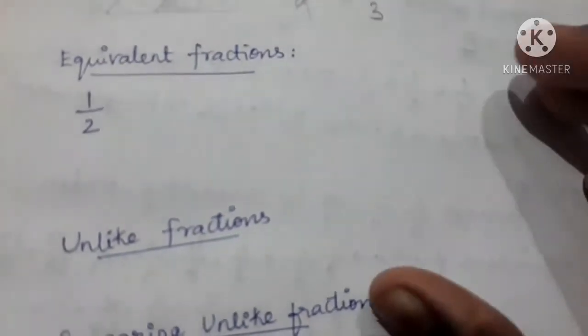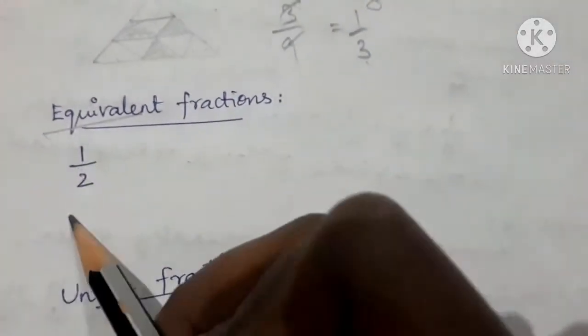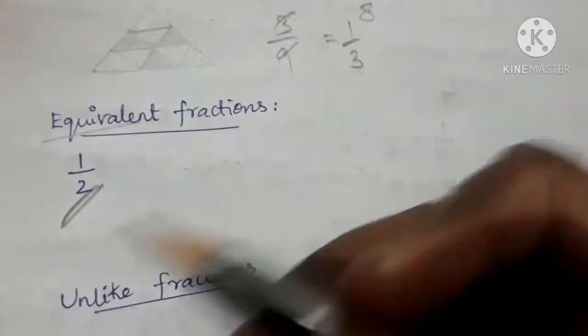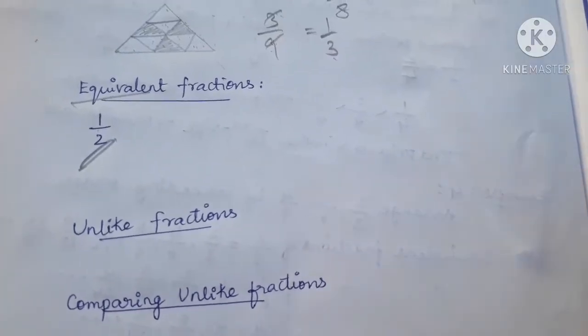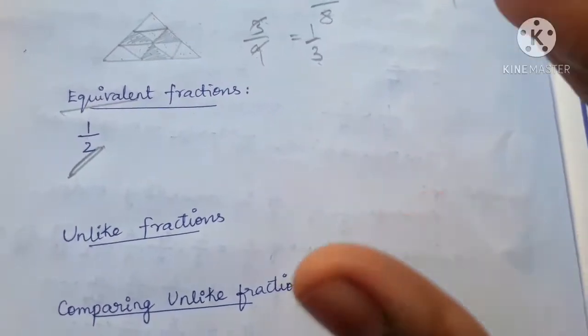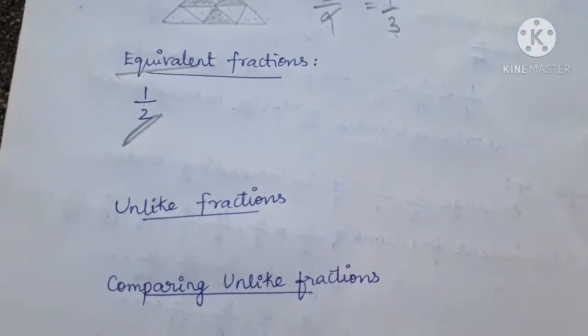So equivalent fractions means, the word equivalent means equal. I told you that you can cut 3 by 9 and write it as 1 by 3. Like that there are many fractions for a single fraction which are equivalent. So let us see how to write an equivalent fraction. An equivalent fraction is nothing but a fraction which is equal to the given fraction. How to find it, I'll tell you.